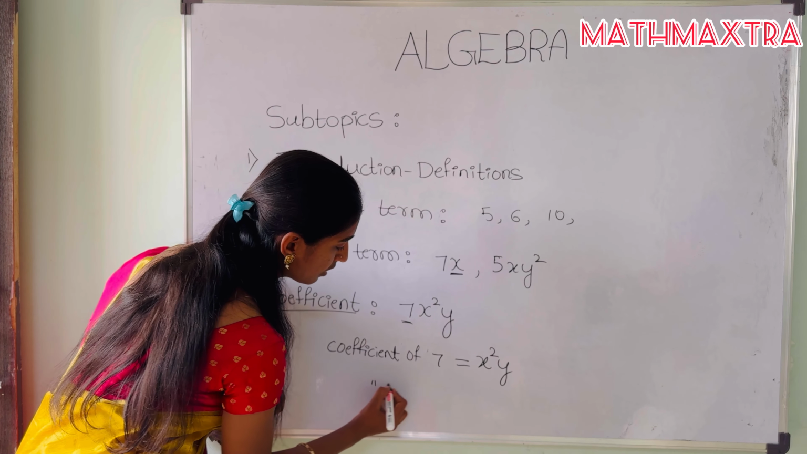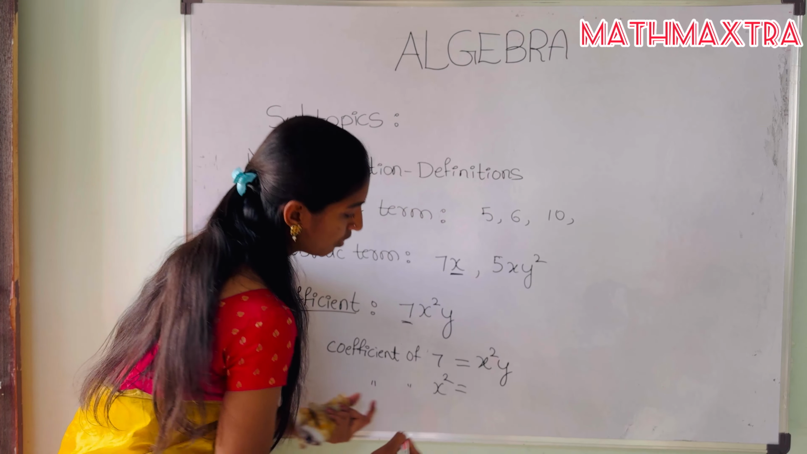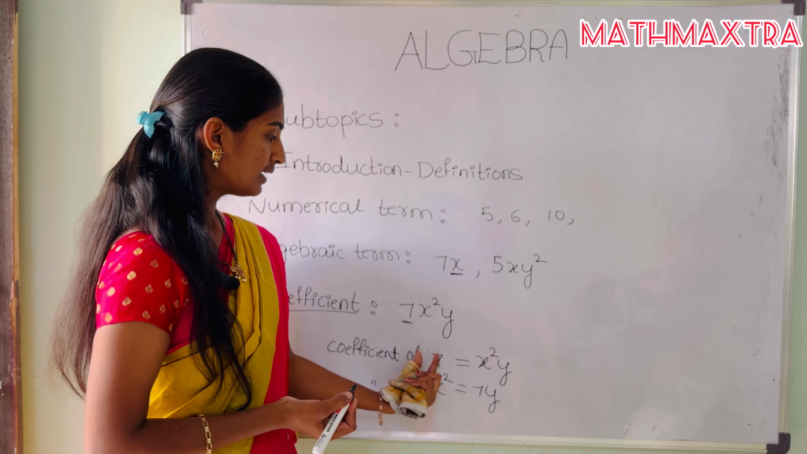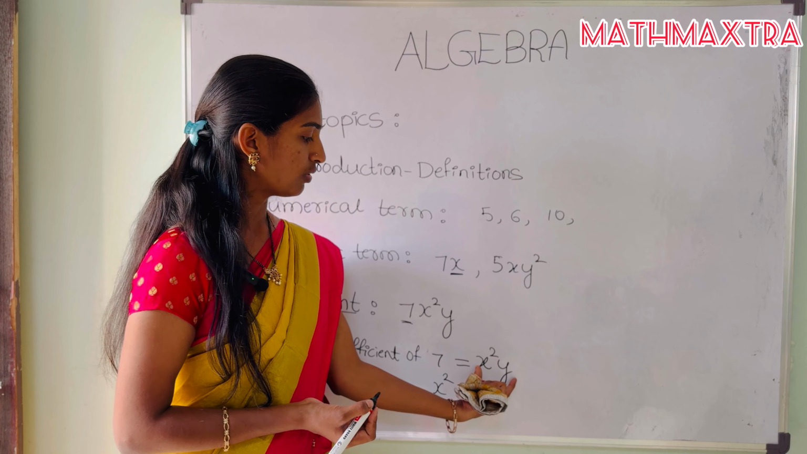So what is a coefficient? What is the coefficient of x square? Except x square, you write the remaining part, which is nothing but 7y. So it is the coefficient of x square. So a coefficient can have variables also. But always we consider only the constant term as a coefficient.